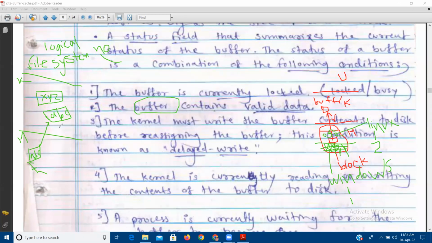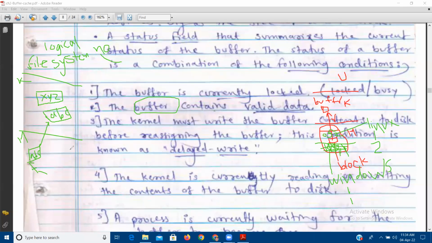If I get the buffer contents ABC, I will call it valid, and if I get a buffer whose contents are XYZ, I will say that it is not a valid buffer. I need to perform the read operation. Right, I need to perform the read operation.